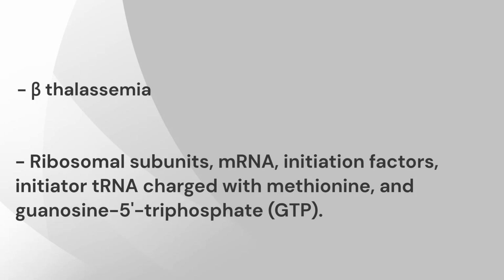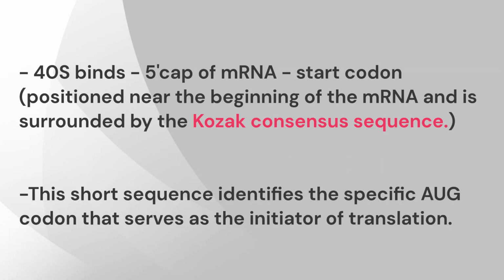Eukaryotic translation initiation requires the assembly of ribosomal subunits, 60S and 40S, mRNA, initiation factors, initiator tRNA charged with methionine, and guanosine 5'-triphosphate. The small ribosomal subunit, 40S, initially binds to the 5' cap of mRNA and scans for the start codon, which is positioned near the beginning of the mRNA and is surrounded by the Kozak consensus sequence.